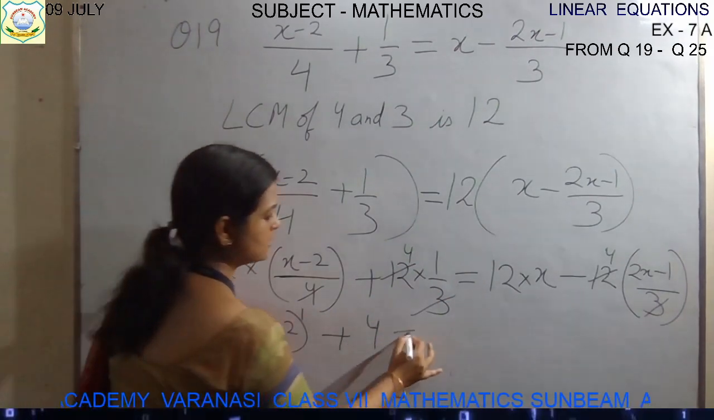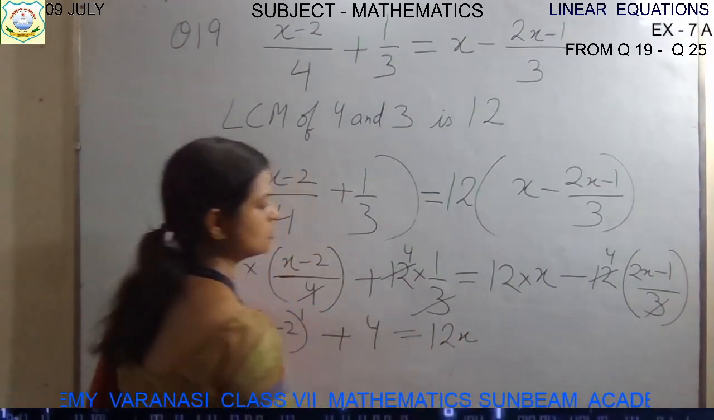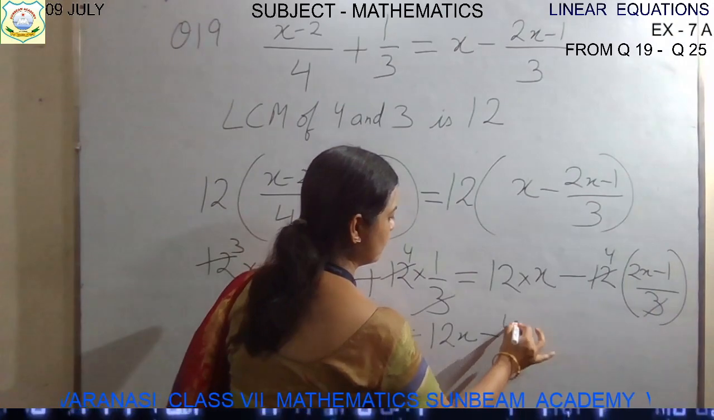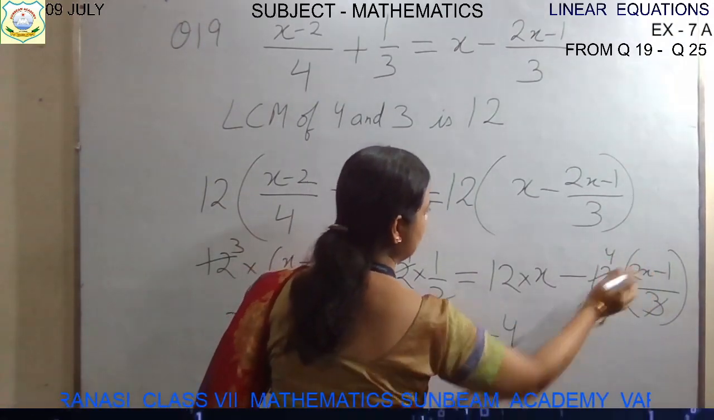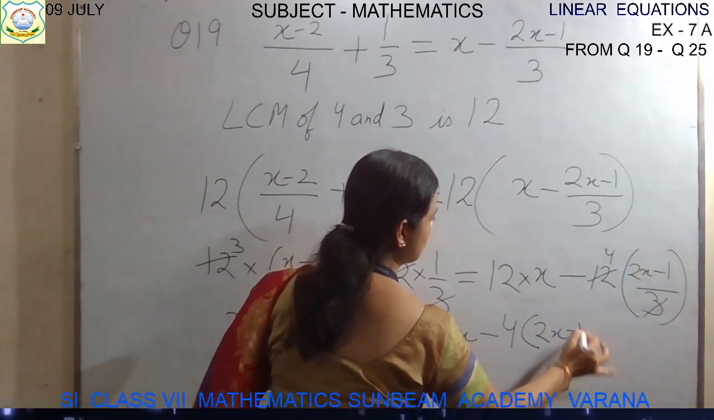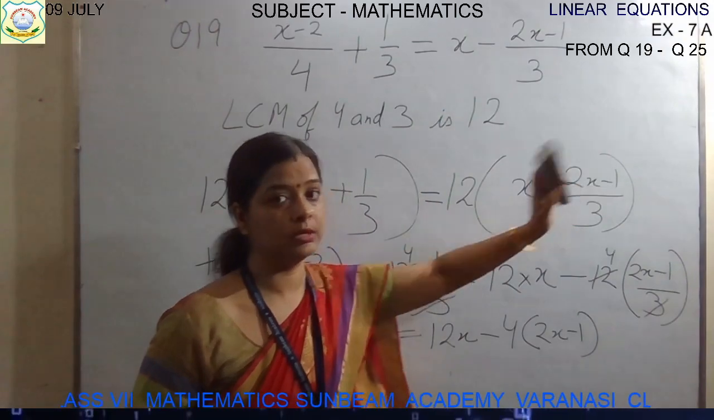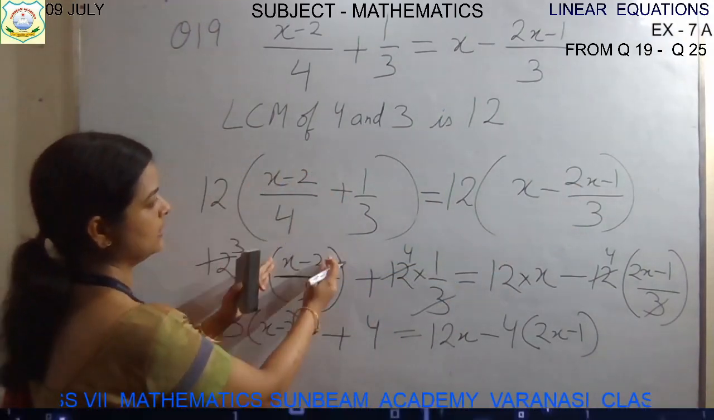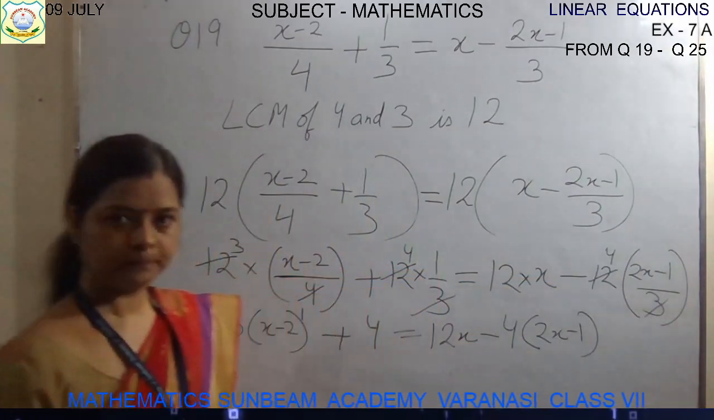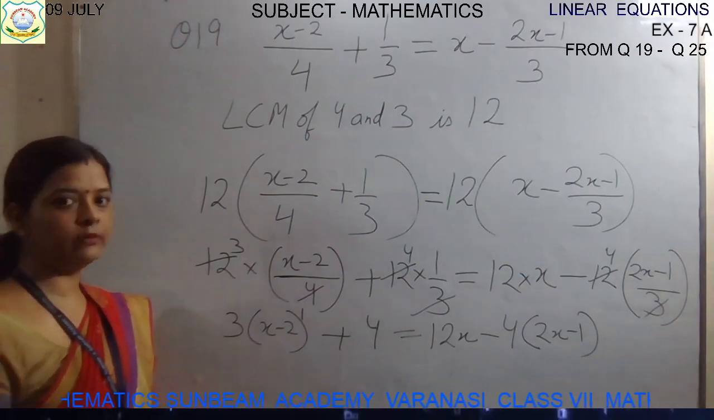That is equal to 12 into x, 12x, minus 12 into 2x minus 1 by 3, which is 4, and see there is no denominator, and in the numerator it is (2x minus 1). Always keep it in a bracket, children, when you see that there are two terms. Two terms, keep it in a bracket. Okay. Now I am going to rub my board so that I can solve it further.